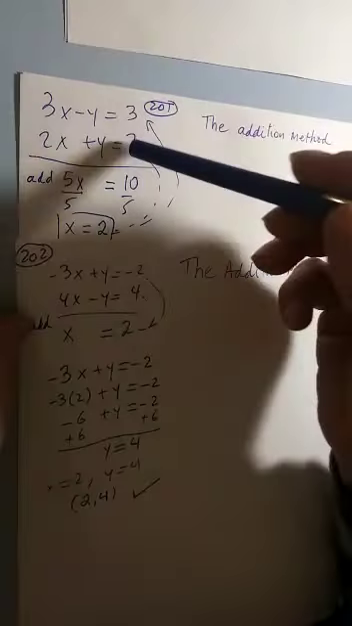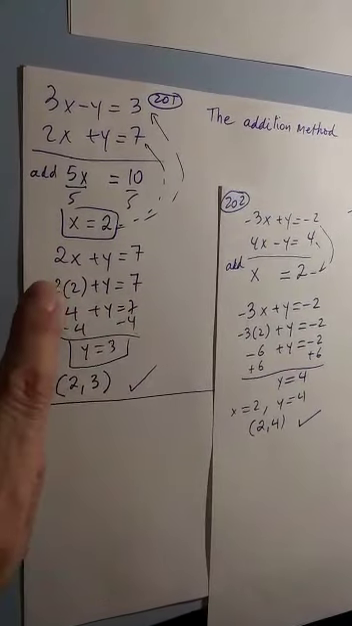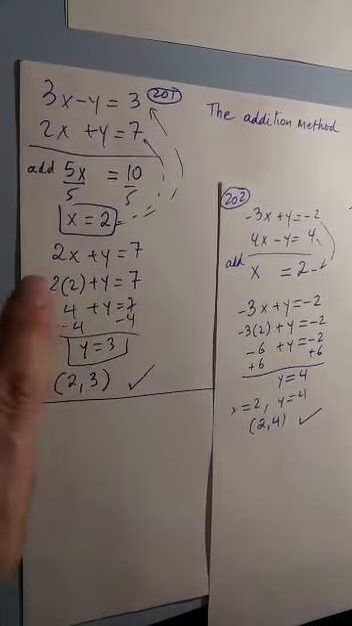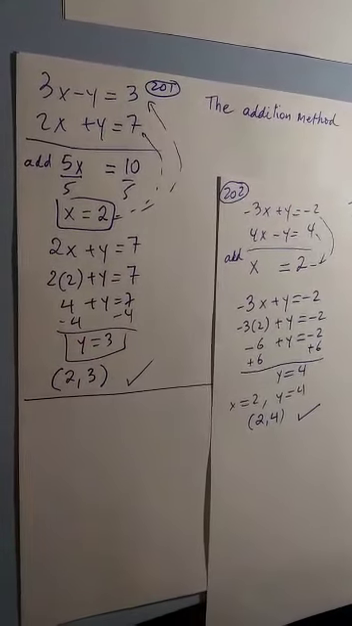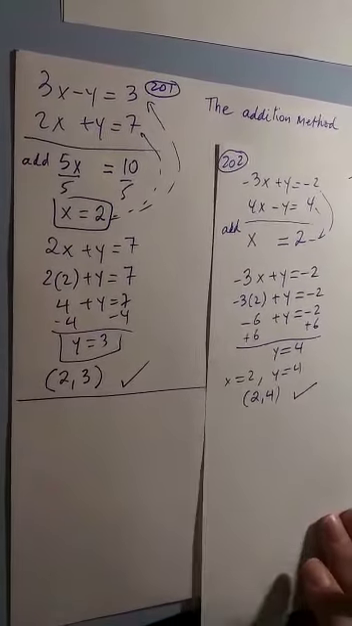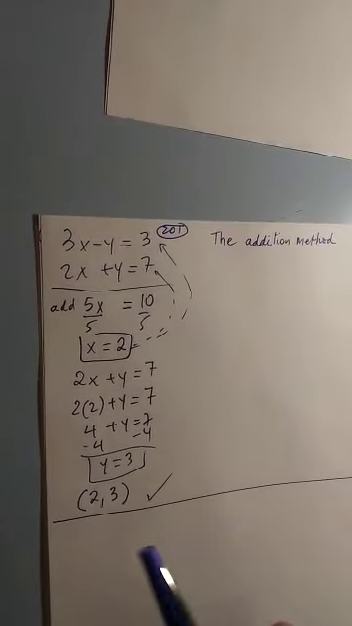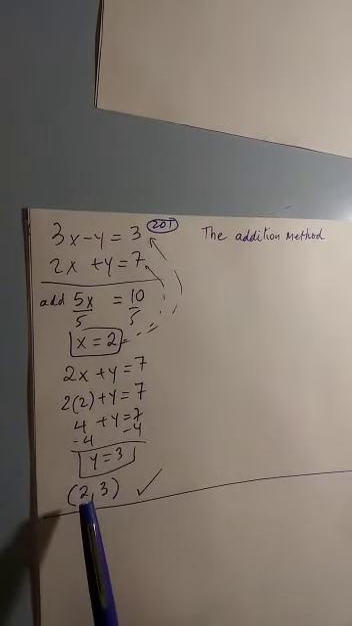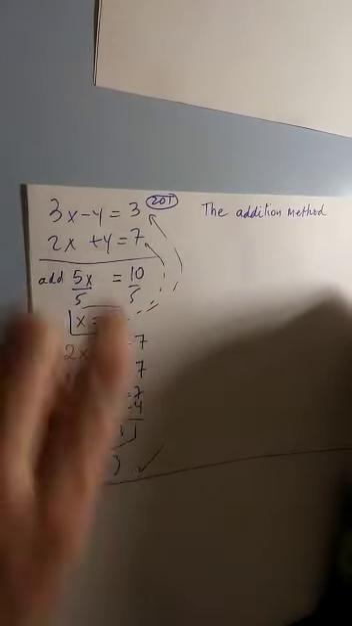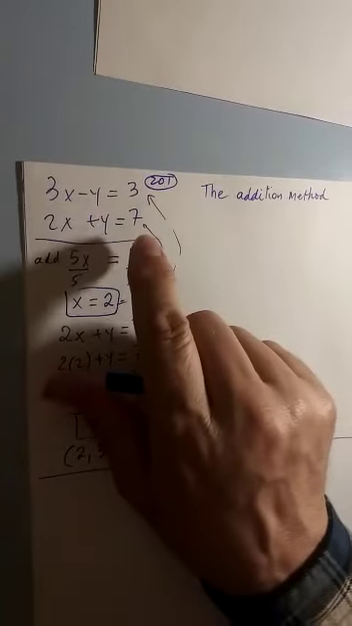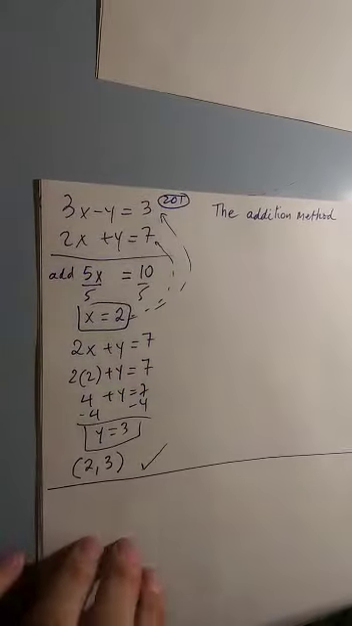Put x equals 2 in one of these equations. For example, in the second equation, 2x plus y equals 7, with x equals 2, so 2 times 2 plus y equals 7. 4 plus y equals 7. Subtract 4 from both sides, and that gives you y equals 3. So the solution is (2, 3). You can check if (2, 3) is a solution by plugging 2 for x and 3 for y in both equations, and seeing if both equations are true. Like if the first equation gives you 3 and the second equation gives you 7.